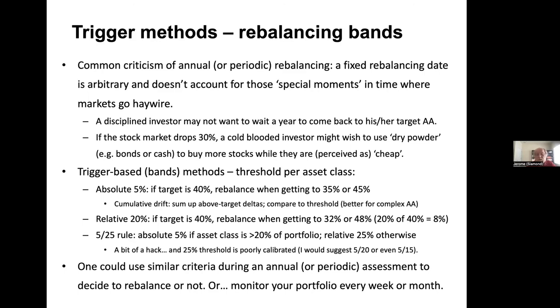So those triggers, this is something you could do with an annual assessment. You do an annual assessment, you look at those changes, absolute, relative, whatever you like. And then that tells you, do I want to rebalance or am I still within my margins? So that's fine, that works fine. Or you can be a little bit more glued to your portfolio screen. Maybe you are going to monitor your portfolio every month or maybe even every week. And you will decide, one of my trigger bands has been reached and I want to rebalance right now. Again, it's really what makes you comfortable. I'm just explaining various ways of proceeding.